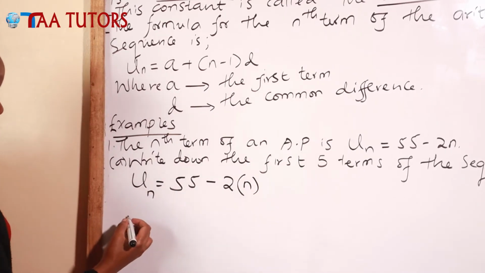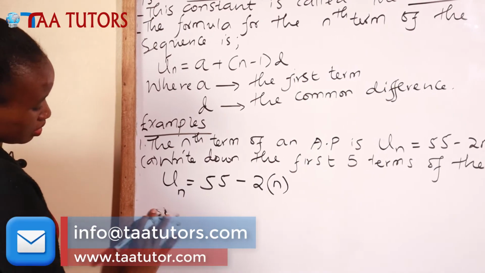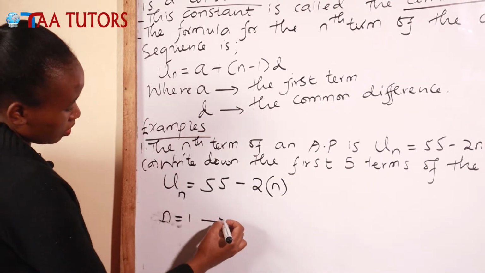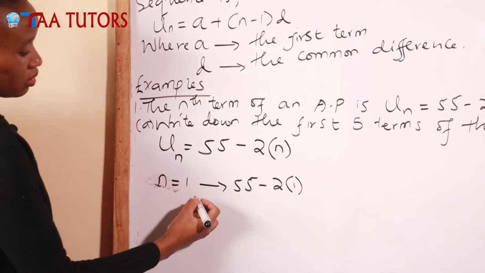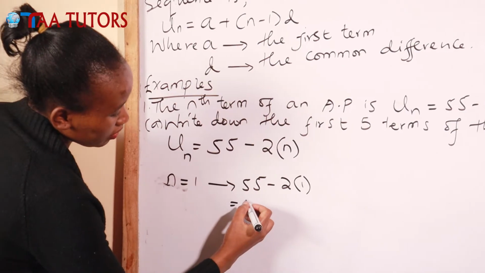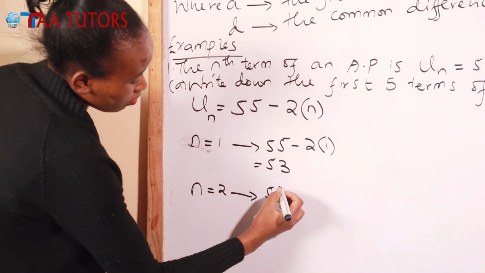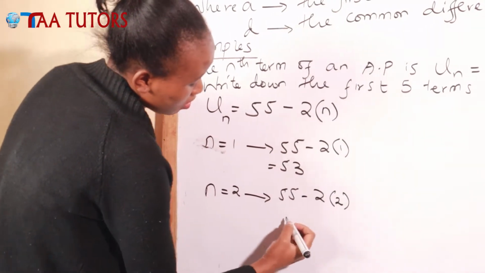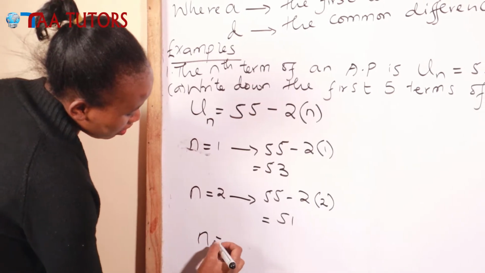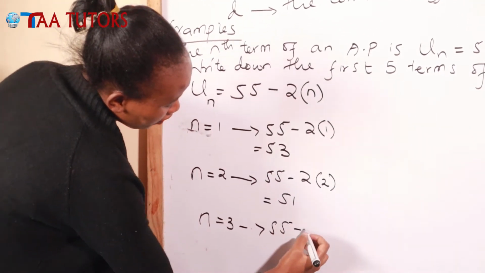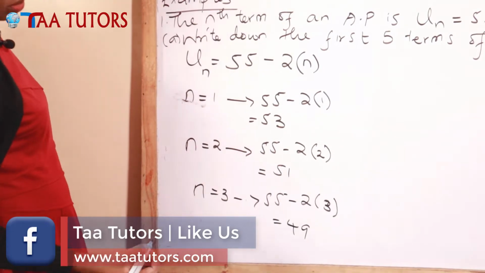Now when we want to look at the first term, when n is 1, this is going to be 55 minus 2 into bracket 1. Our n is 1, so this is 53. The second term, when n is 2, is 55 minus 2 into 2, so the answer is 51. When n is 3, it's going to be 55 minus 2 into 3, that is 55 minus 6, which is 49.